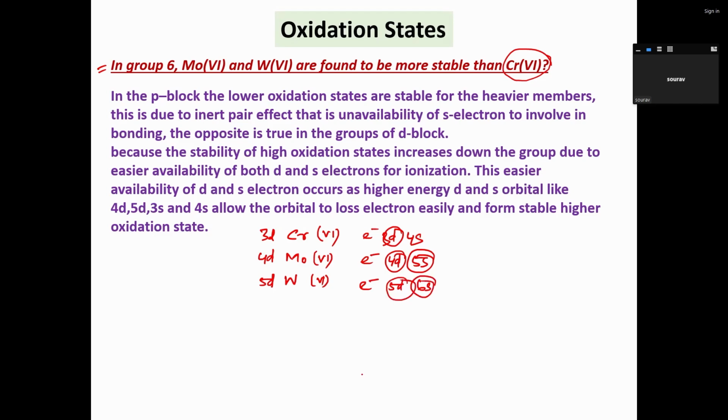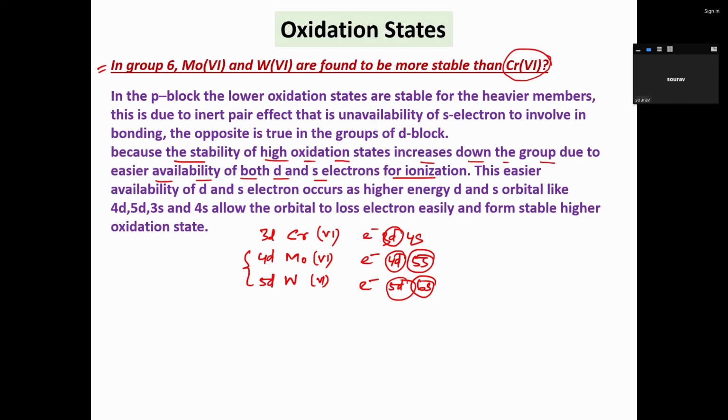Now there is a question: why in this group 6, molybdenum and tungsten are found to have a more stable highest oxidation state compared to chromium? Because the stability of the oxidation state increases down the group due to the easier availability of both the d and the s orbital electrons for ionization. When we are going to the highest oxidation state, that is actually the ionization.